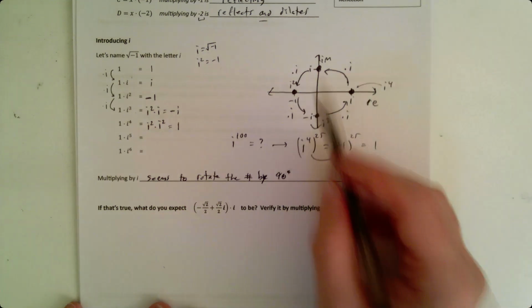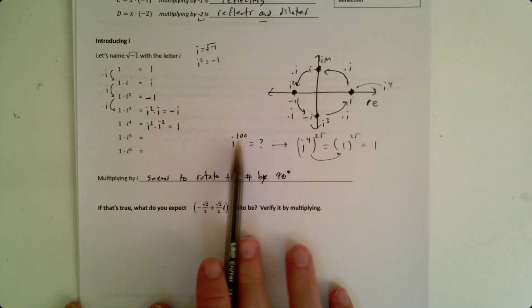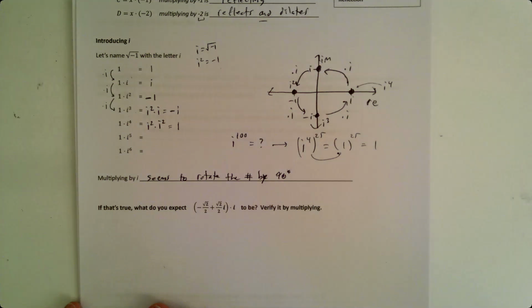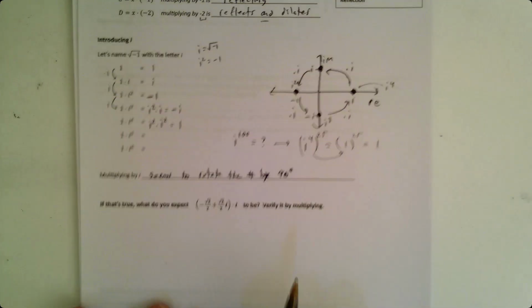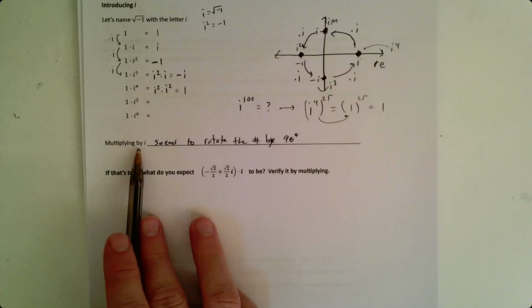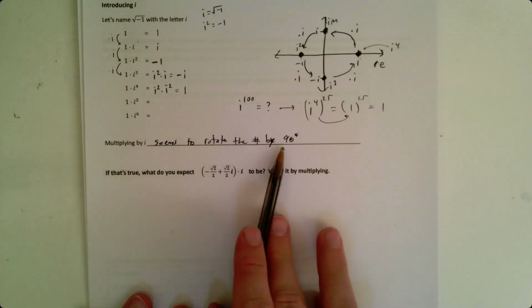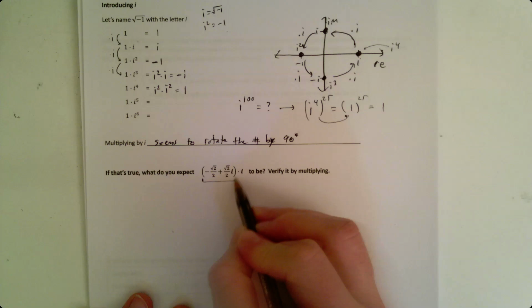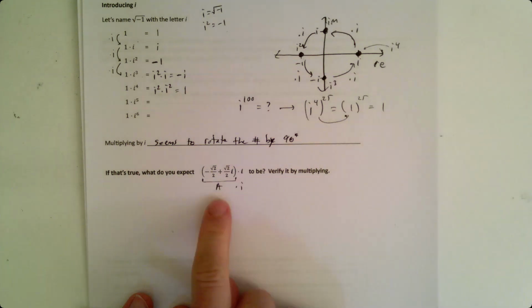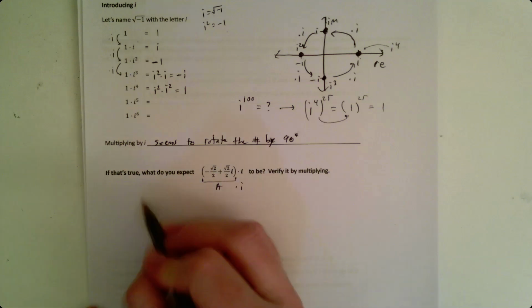So this kind of thinking, imagining multiplying and rotating around the complex plane, is a very common way of thinking. Okay, so let's test it. If it's really true that multiplying by i rotates the number by 90 degrees, what happens if we have this complex number? Let's call it a. What happens if we multiply a by i?